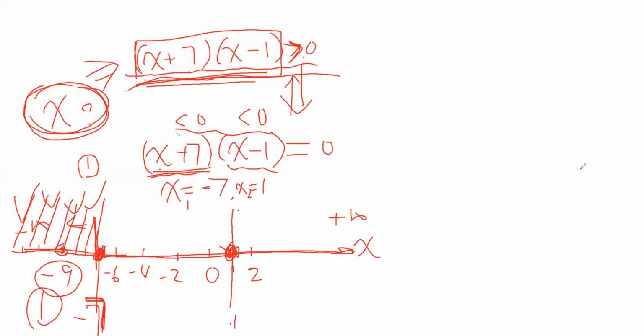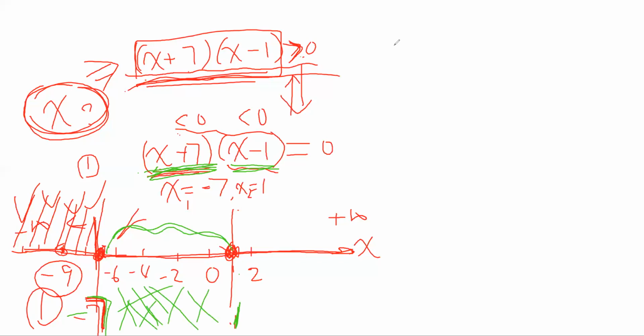All right, let's check this area. A number in this area is bigger than -7 and less than 1, right? So x plus 7 is positive, but less than 1 means x minus 1 is less than 0. One is a positive number, one is a negative number. Multiplied together they become negative, less than 0. So it cannot match this situation. This area is not what we want.